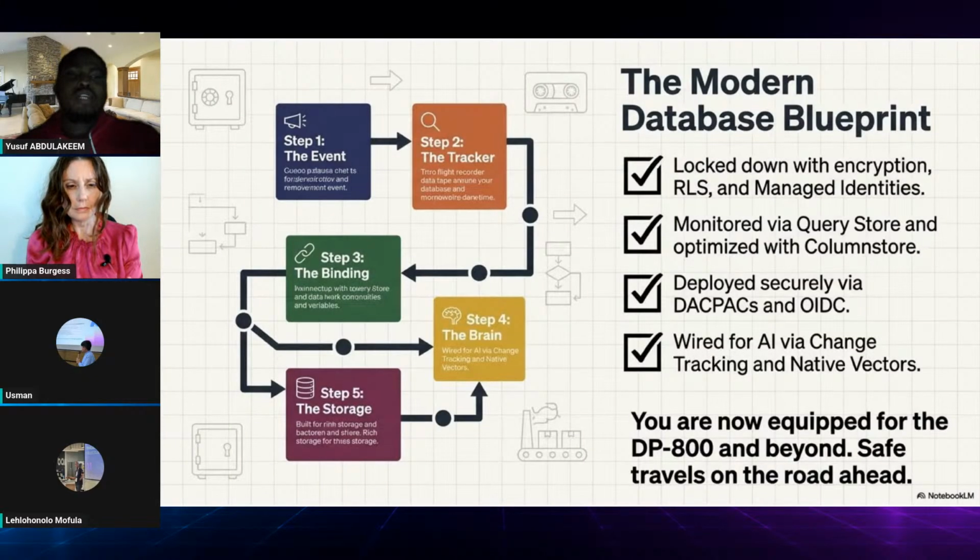So now the modern database blueprint is that it's locked down with encryption, then monitored via Query Store and optimized with columnstore. Then it is deployed securely via DACPACs and OIDC, and it is wired for AI via change tracking and native vectors. By this, you are now equipped for the DP-800 and beyond. I wish you safe travels on the road ahead.